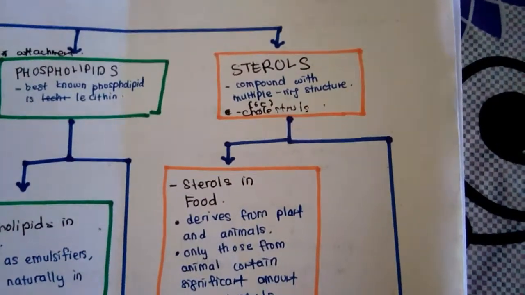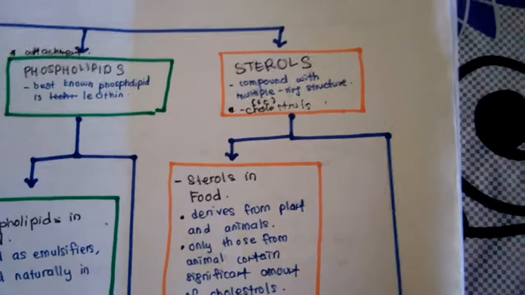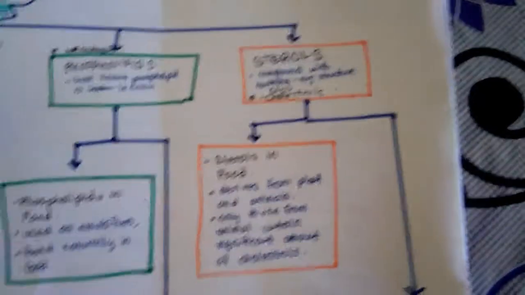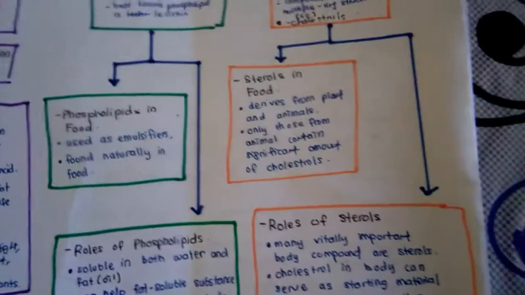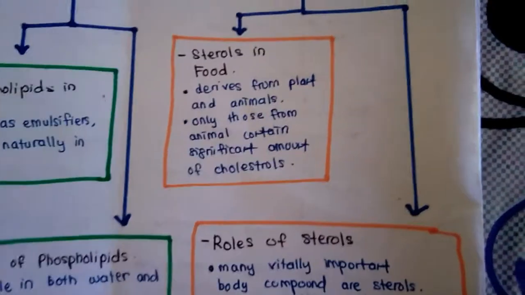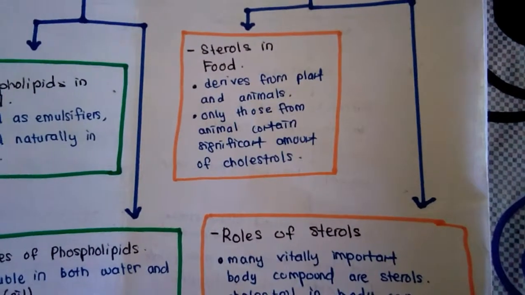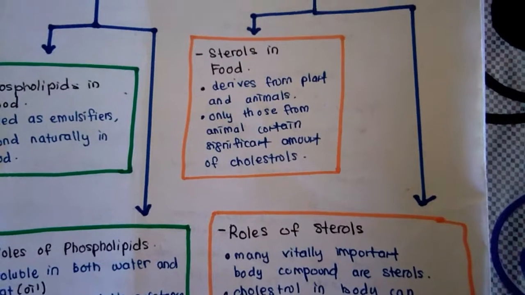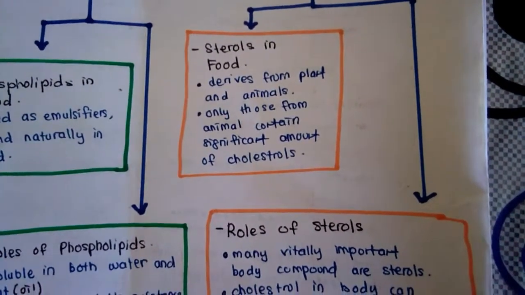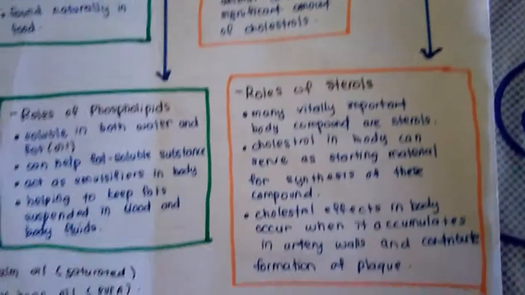Okay, lastly we have the sterols, another type of lipid. Sterols are compounds with a multiple ring structure, and the sterols in food are derived from plants and animals, and only those from animals contain a significant amount of cholesterol.